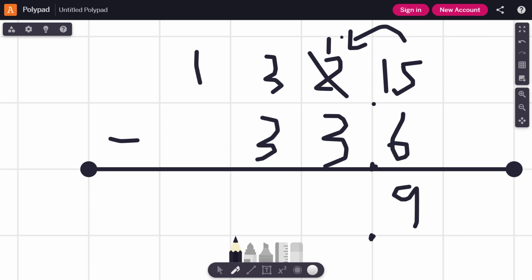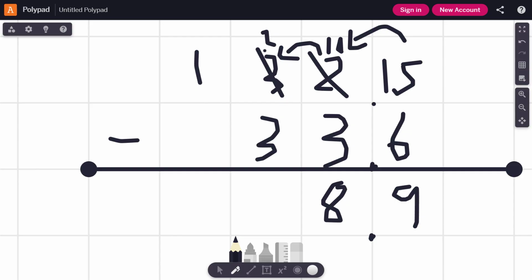The 2 is like, oh my, I shouldn't have given it out. Now I have to borrow. He asks his neighbor, which is a 3, so nicely, actually begged him. So the 3 gave him a 10. 3 became a 2. 1 became an 11. 11 minus 3, 8.